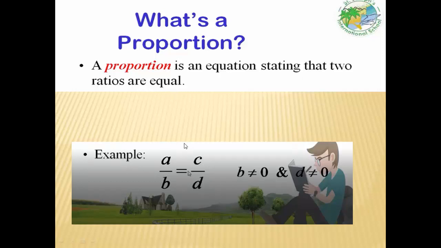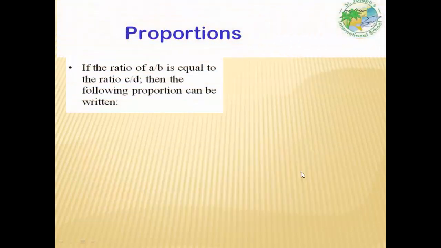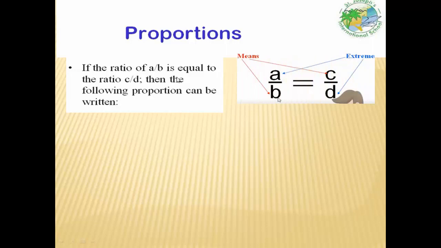For example, A over B equals C over D, where B does not equal 0 and D does not equal 0. Proportions: if the ratio of A to B is equal to C over D, like in this figure, then the following proportion can be written.